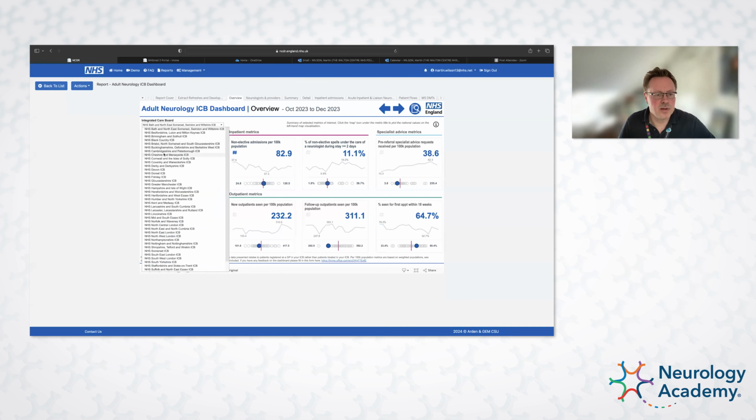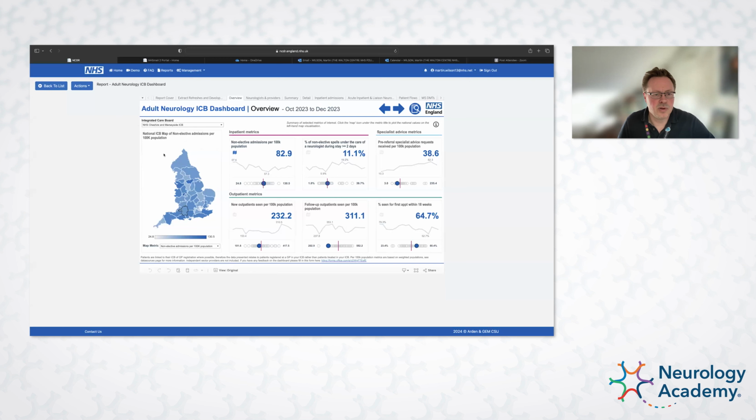But if I select my ICB, it should automatically refresh, and you'll see all the data change there. So this is now Cheshire and Mersey ICB, and that's highlighted on the map here. And on the heat map, it defaults to non-elective admissions, adjusted per population. So that's this metric here. And all these show each ICB. If you hover, they'll show you the individual ICBs and their data.